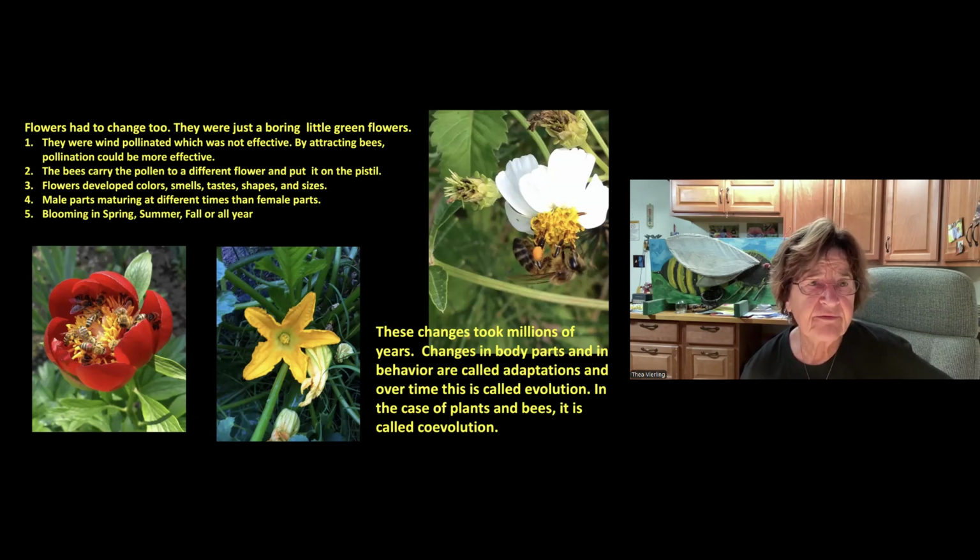So to be more effective, they need to have these honeybees come and take the pollen from this flower and put it on the same kind of flower. So pollination became very effective. And the competition between flowers became great. They started changing. They started having different colors and different ways of being.